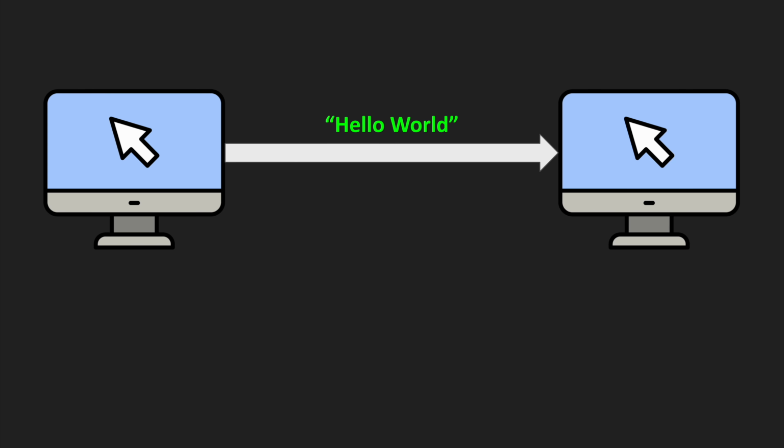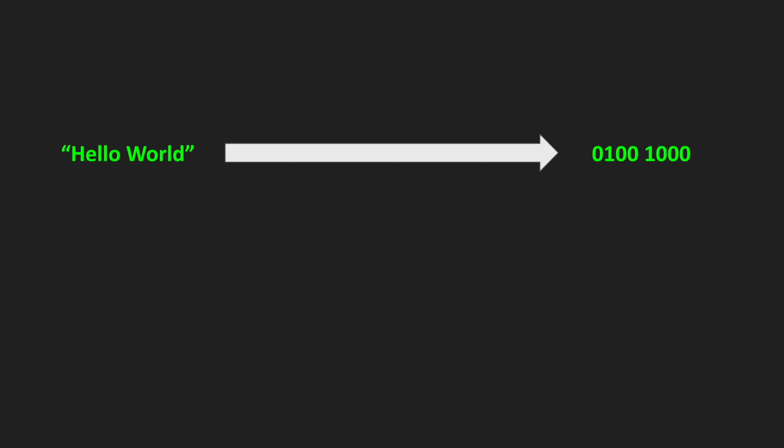Let's say that we want to transfer a text from one computer to another, but the computer does not understand the simple text. So for a computer, we need to transform that text into binary and then send it over the wire. The process of converting text into binary is called encoding, and the reverse process, where we have received binary on another computer and want to convert it to text, is called decoding.